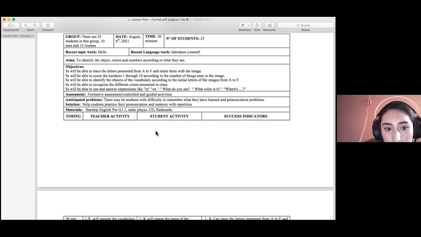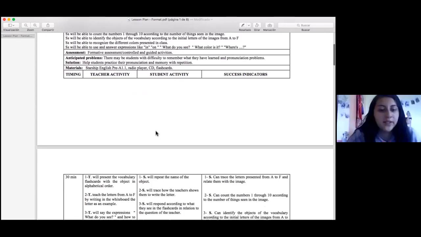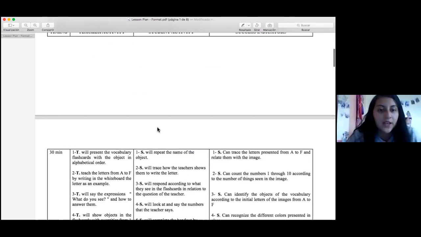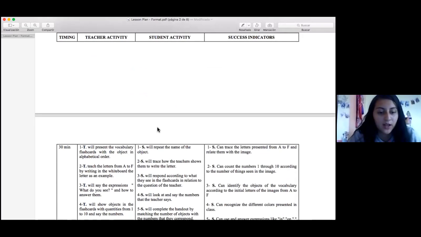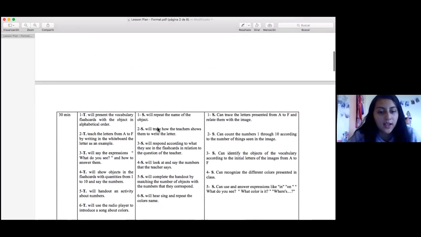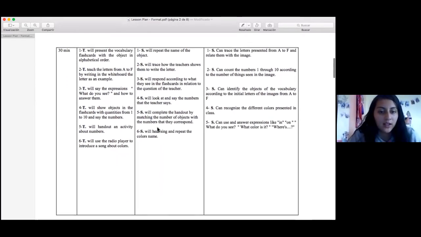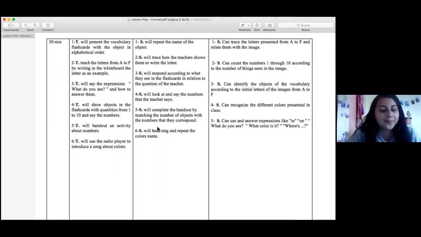The materials: Start Teaching English A1.1, a radio player, a CD, and flashcards. The timing for this activity is 30 minutes. Then we have the teacher activity. To start the class, the teacher will present the vocabulary flashcards with the objects in alphabetical order.